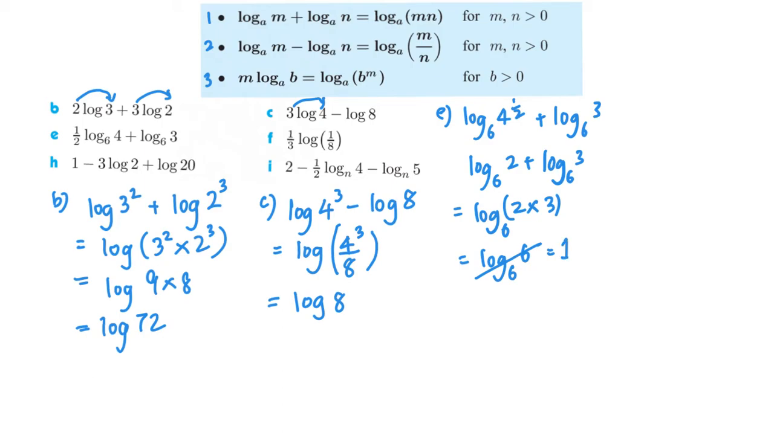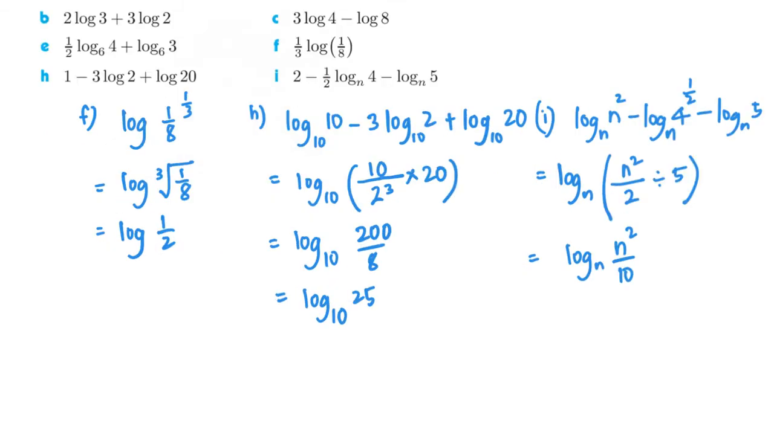Alright. I think maybe you can pause the video and try to do F, H, and I on your own before we continue. Okay, I have tried F, H, and I on the 3 questions. Have you got the opportunity to try it too? For F, I put 1 over 3 back here, and that will be the power, and then 1 over 8 cube root. 1 over 3 is cube root, and therefore the cube root of 1 over 8 means the cube root of 1 divided by the cube root of 8, that makes log 1 over 2.